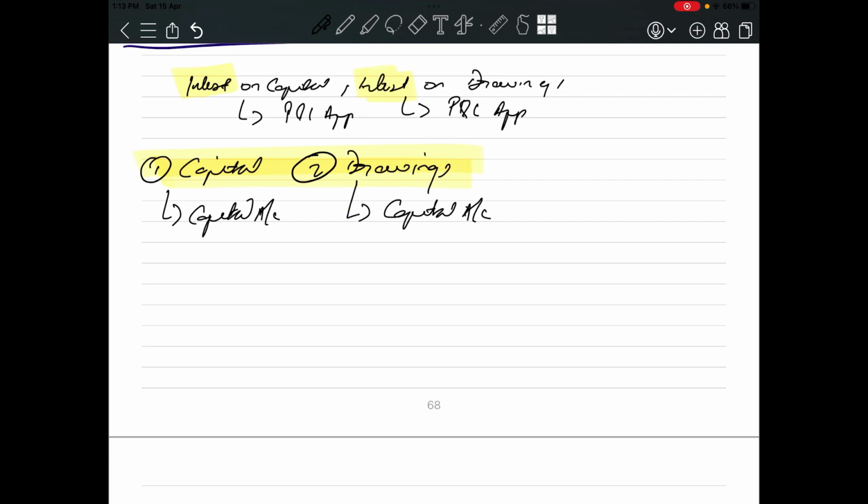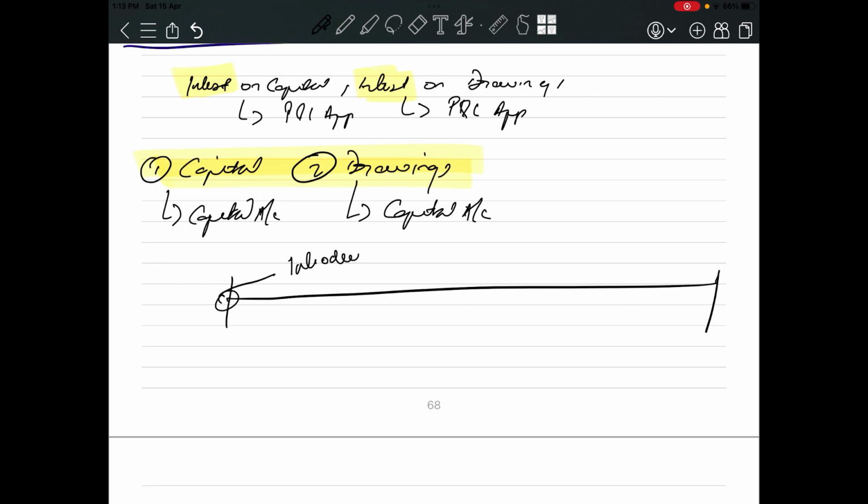Now see, you have started a partnership firm at this point and you have introduced capital. What is the journal entry? Cash account debit, to capital account. This is the journal entry. Say for example this is 1st January and 31st December, and you are carrying on your business.